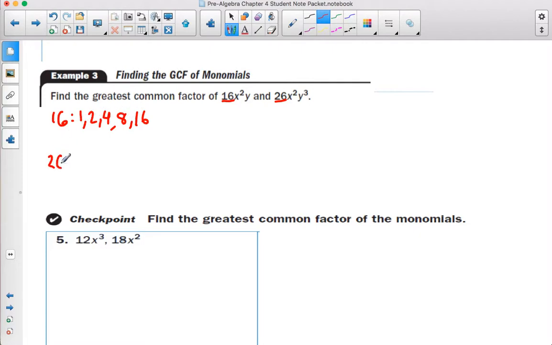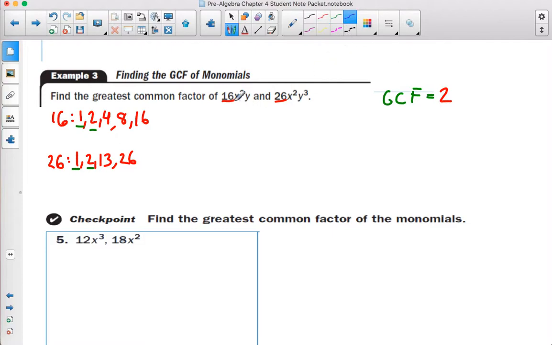Now I need the greatest common factor of 26 with 16. So let's list out the factors of 26. It's 1 and 2, and 3 doesn't go in there, and 4 doesn't, 5 doesn't, 6, 7, 8, 9, 10, 11, 12, nope, 13 does though. And because 2 and 13 are a pair that makes 26, I'm just counting backward now, so I don't need to check any of the other numbers. 1's partner is 26. So what's the greatest number they have in common? They have 1 in common, they have 2 in common, and the biggest one is 2. So the greatest common factor for the numbers is 2.